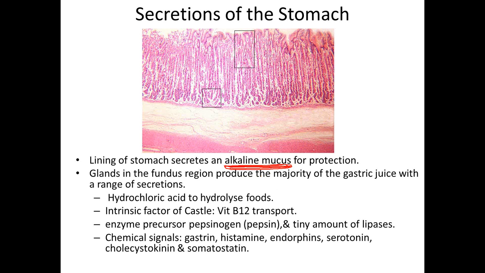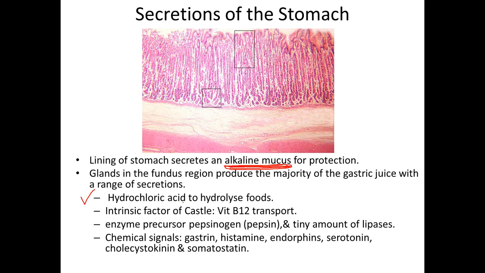Now, glands at the top part of the stomach, in that fundus region, the dome-shaped region I showed you earlier, produce the majority of our gastric juice. And the gastric juice, when analyzed, can be shown to contain a number of different things. First of all, hydrochloric acid. Hydrochloric acid is a strong acid to break down and hydrolyze foods, break chemical bonds, a chemical digestion.